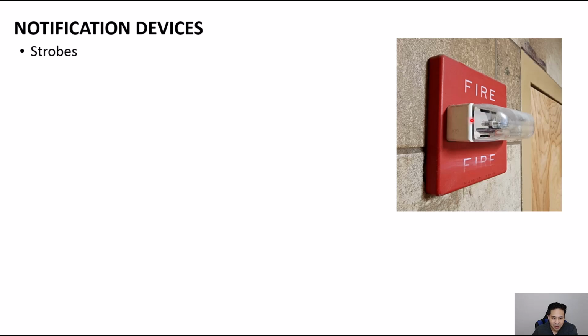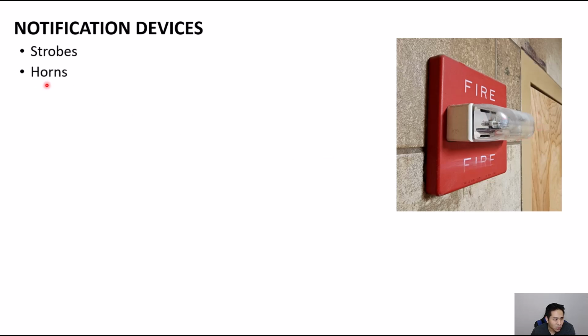So then we have notification devices, and notification devices basically notify the public that something has happened. And the initiating devices are devices that initiate the fire alarm system. So some notification devices are strobes, and strobes look like this. And basically this part just flashes a light if there is some sort of alarm condition, such as if a smoke detector goes off or a water flow switch goes off. It would basically activate the fire alarm system and the strobes would start to flash.